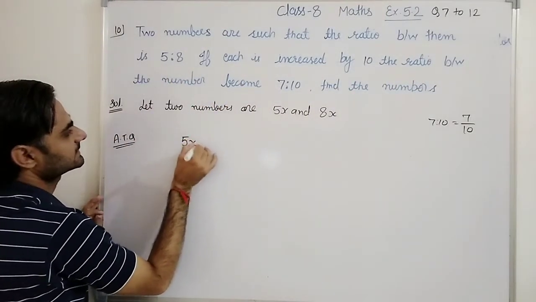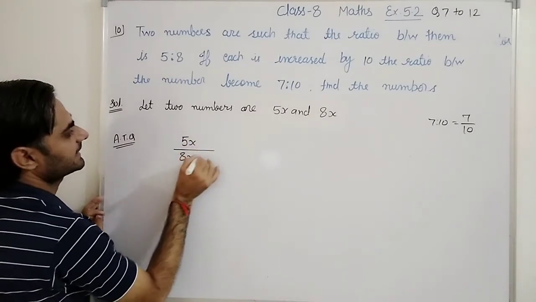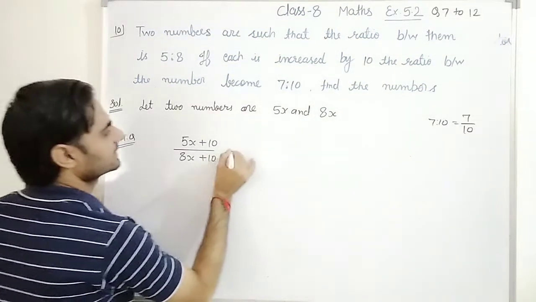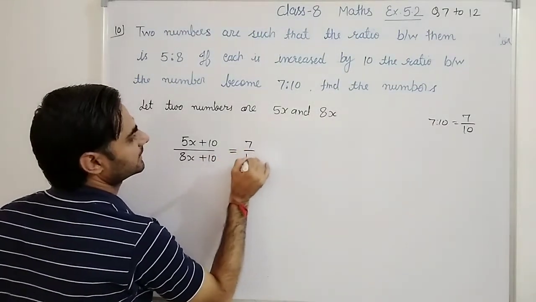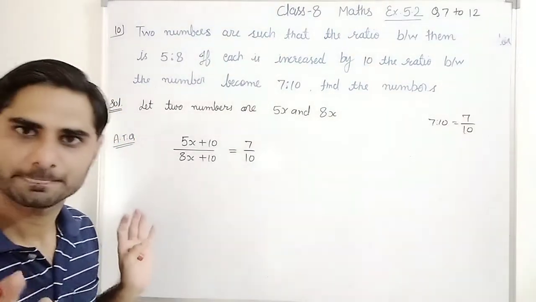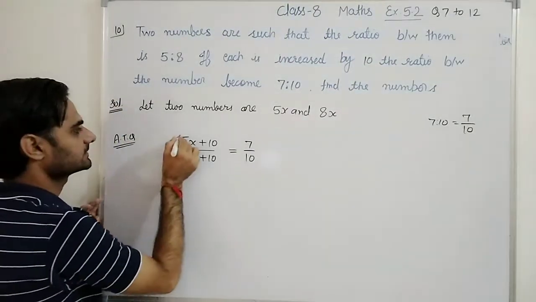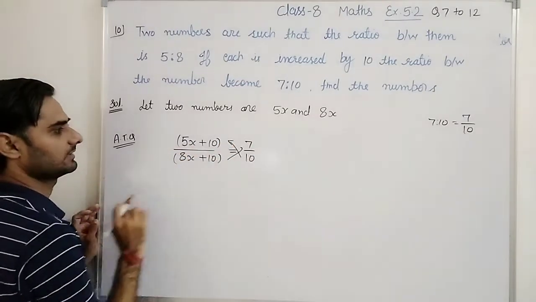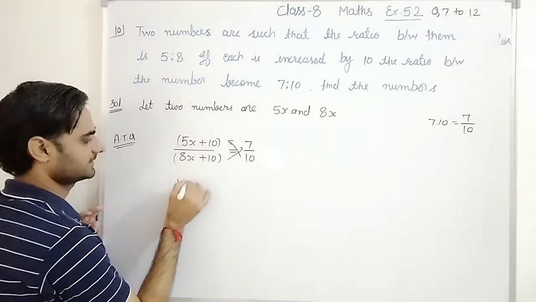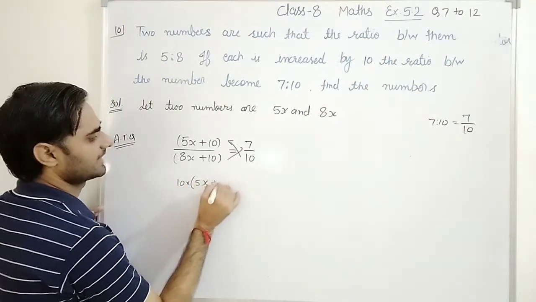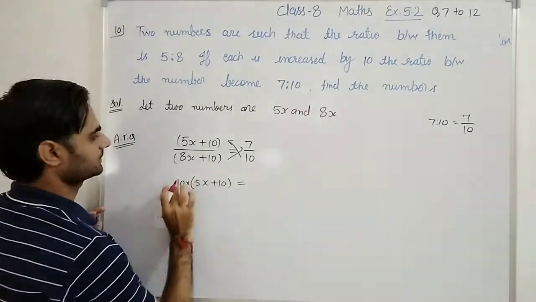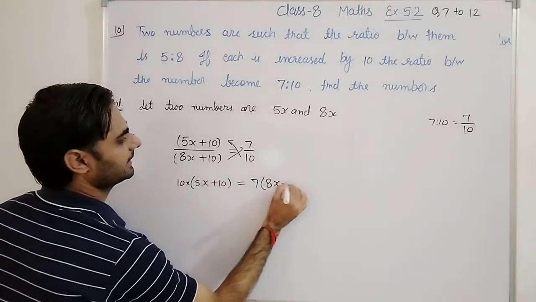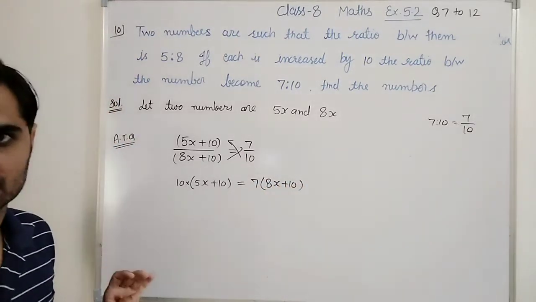Means this 5x, the other one is 8x, 5x increased by 10, 8x also increased by 10, then the ratio has changed and it will become 7 upon 10. Correct na? Now can we solve this by cross multiplication? This 10 will go here and this side we will multiply by 7. So here 10 multiplied by 5x plus 10 is equal to 7 multiplied by 8x plus 10. Correct na?